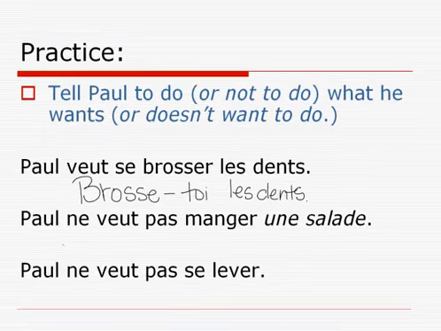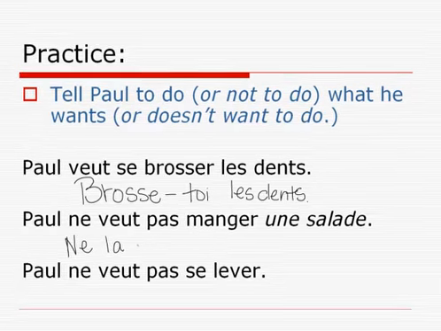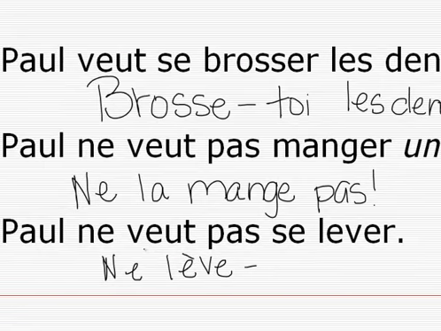If Paul doesn't want to eat a salad and we want to say don't eat it, we would start with ne, then our pronoun le, and then the verb mange, again tu form but drop the s, and then pas, don't eat it. And then if we wanted to say to Paul, don't get up, because Paul does not want to get up, we would say ne lève. I'm sorry, you would not. Let me change that. You would say ne te lève pas.